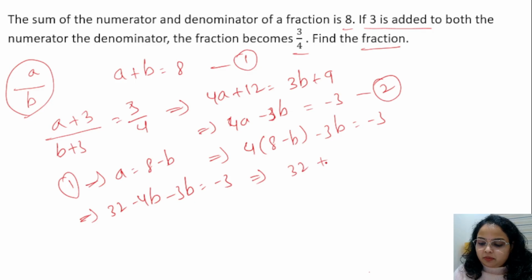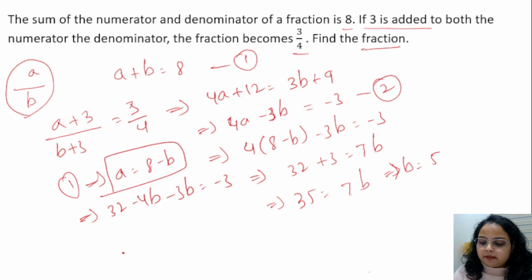32 plus 3 is equal to 7b. So here 35 is equal to 7b. Here we'll get b is equal to 35 by 7, which is 5. We got b is equal to 5 and we'll substitute in this. A is equal to 8 minus 5, which is 3. So what is the fraction here? A by b is equal to 3 by 5.